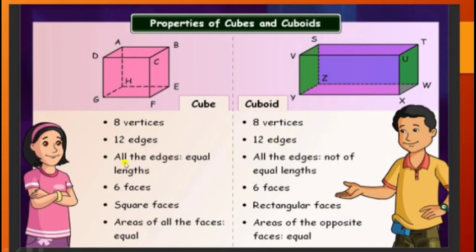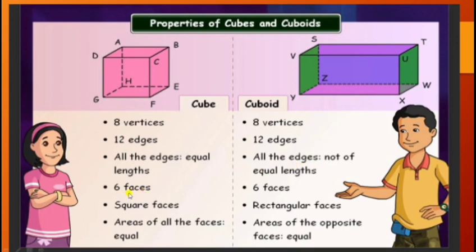Third point: all the edges are of equal length. When we talk about a cube, all the sides are of the same length. Everywhere in a cube you will find the sides are of equal length. But in the opposite case, the cuboid, all the edges are not of equal length. See here, these two sides are bigger, but these two sides are smaller. These two sides are smaller, but these two sides may be different. So all the sides are not of the same length.